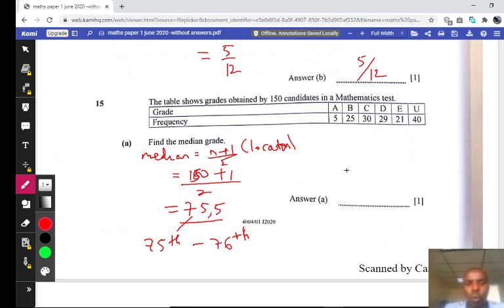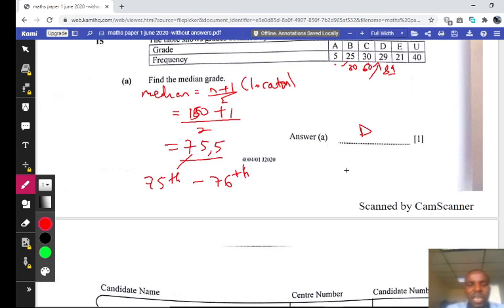Now you have to count here. Which letter falls under the 75th, 76th term? Right. First we add here 5 plus 5 first one plus 25, you get 30 here. Plus 30, here it will be 60, so there are 60 letters here, but that one is the 75th term. If we add here 60 plus 29, you get 89. So it means the letter D is the one that contains the median. So D is the median. Yeah, done. Next part.